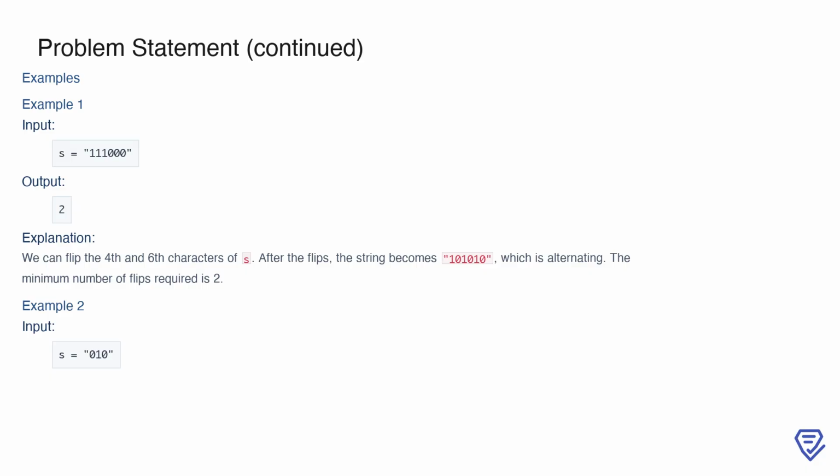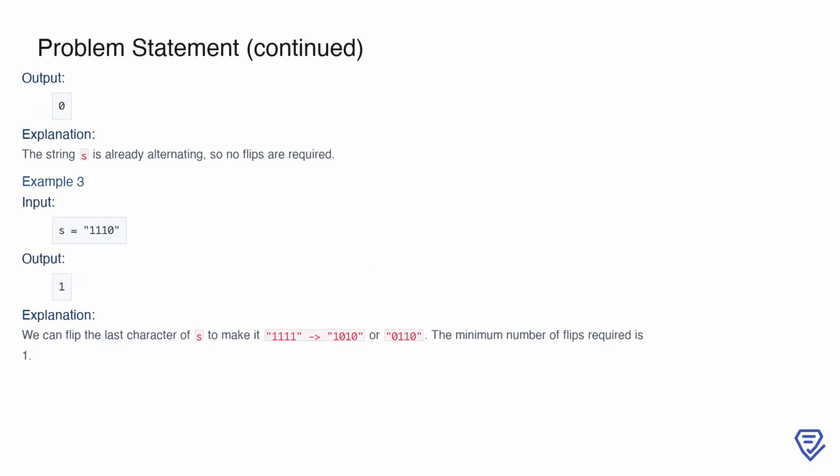Now, consider the next input, 010. In this second example, the input string 010 is already alternating. Each character alternates between 0 and 1, and no two adjacent characters are the same. Therefore, no flips are needed, and the output is 0.